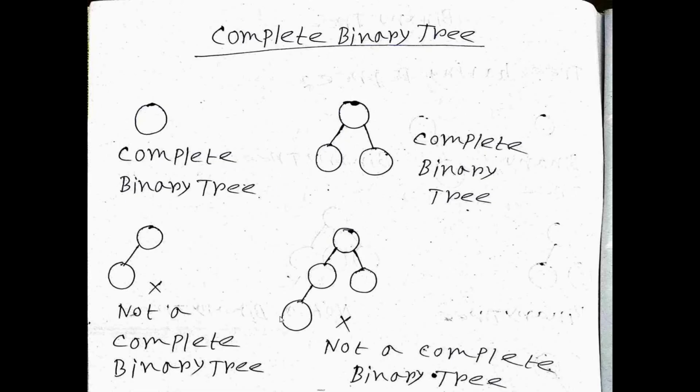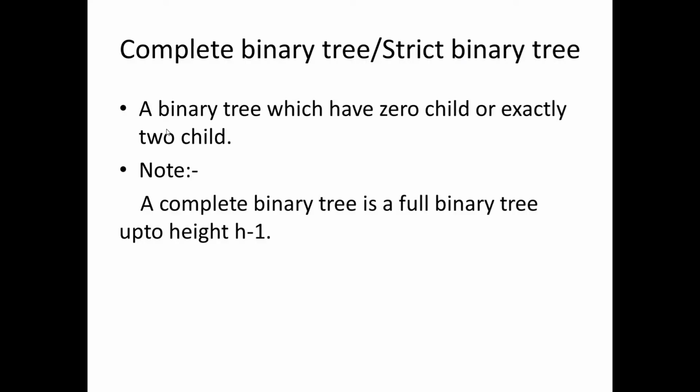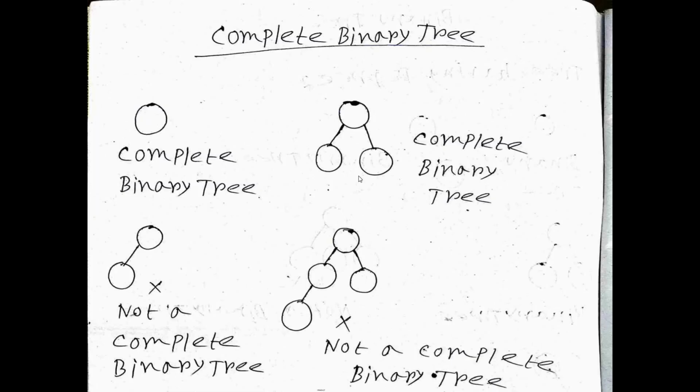This is an example. Okay, this is a complete binary tree. Yes, the definition says 0 children, and yes, it is a 0 child node. It is a complete binary tree. Now, is this a complete binary tree? Exactly 2 children. Yes, this node has exactly 2 children. Yes, it's a complete binary tree. Is this a complete binary tree? No. How many children does this node have? 1 child. Not possible. In a complete binary tree, each node has either 0 children or exactly 2 children. But here this node has 1 child. No, it is not a complete binary tree.